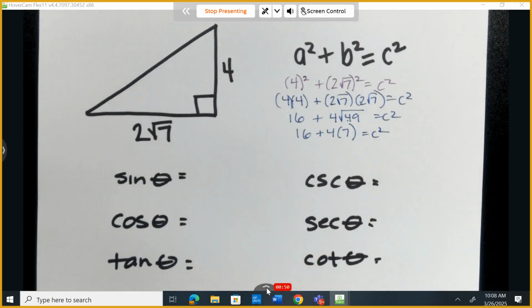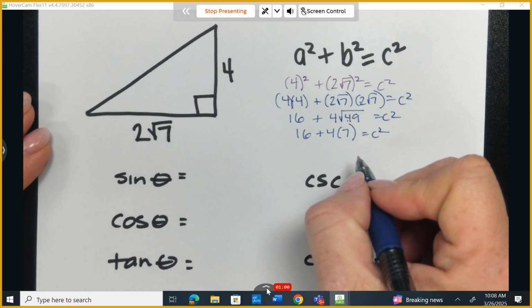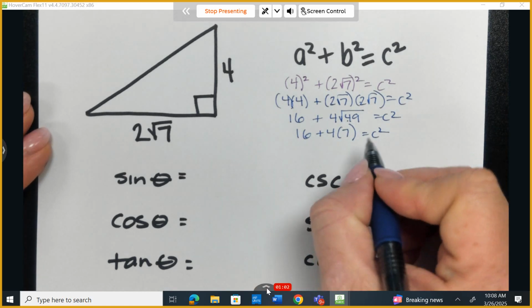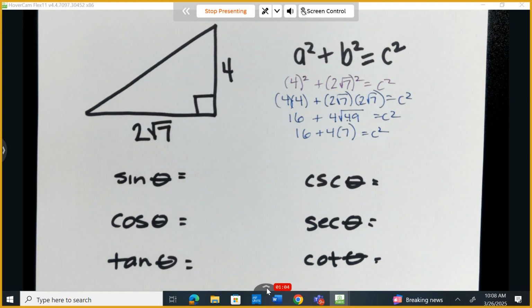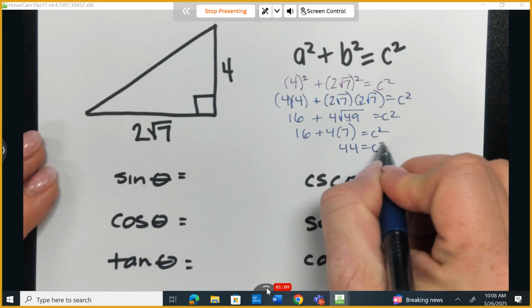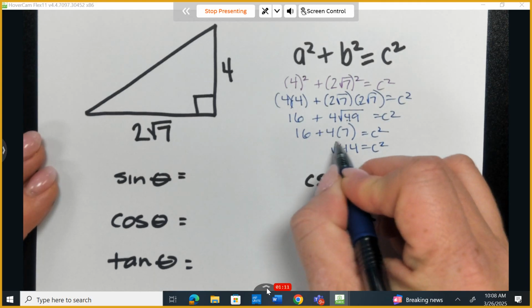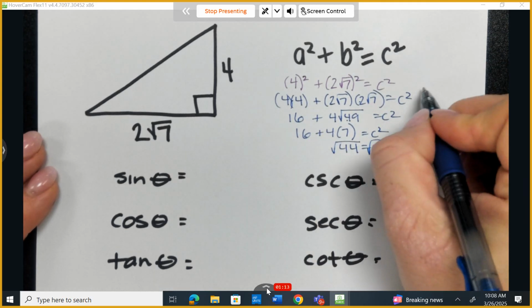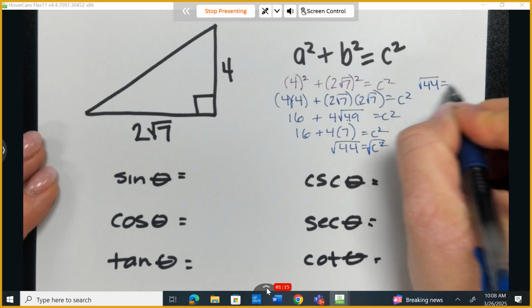So if you have a calculator in front of you, please take 16 plus 28. What is 16 plus 28? Do you end up with 44? Can you please check and tell me if that's correct? 16 plus 28. Is that correct? It is 44. And it is 44. So we have 44. And now in order to isolate this C, I'm going to take the square root of both sides. So C is equivalent to the square root of 44.